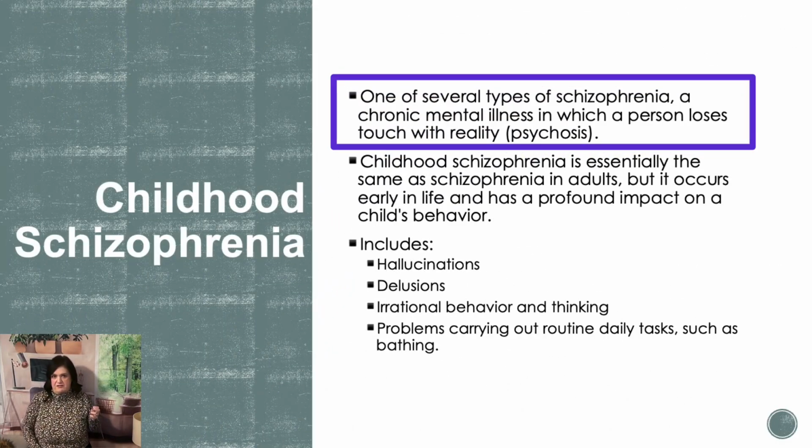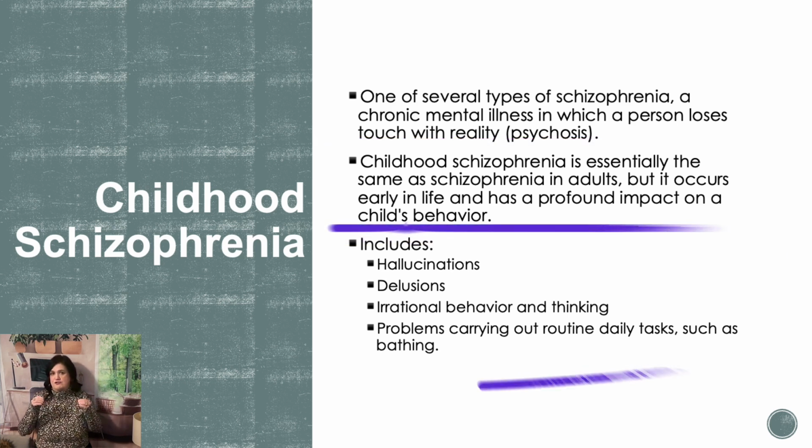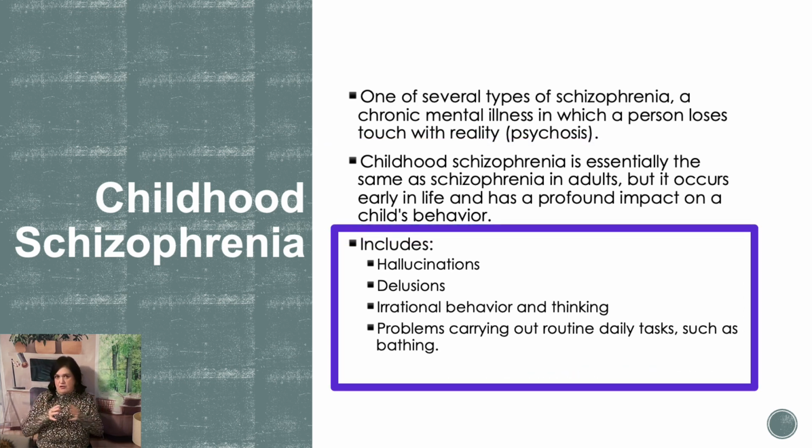Childhood schizophrenia is something to note. It's one of the several types of schizophrenia, a chronic mental illness in which a person loses touch with reality, right? We talked about this with adults, but it also happens with children. Childhood schizophrenia is essentially the same as in adults, but it occurs early in life, and it has a profound impact on the child's behavior. That includes all of those things, but namely problems carrying out daily routine tasks, such as bathing or brushing one's teeth, right? It's going to impact their development and their learning if they can't do the basics.